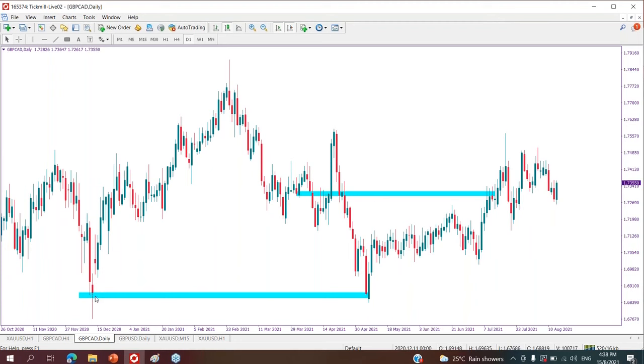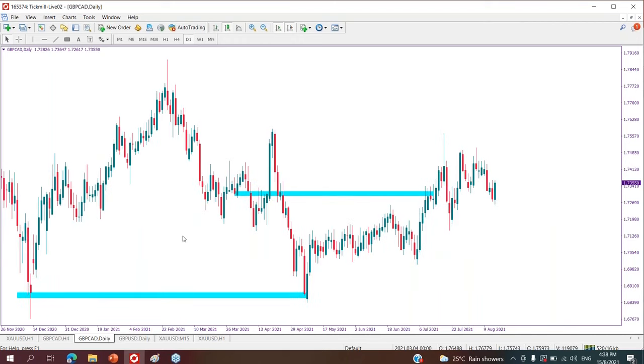What is a danger zone? For me, a danger zone is a major supply or major demand. It's a major drop base rally here. Okay, so this is my mistake.